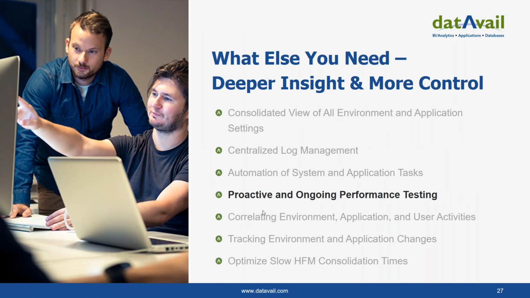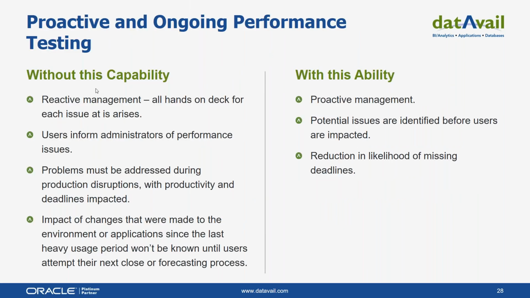The other thing you need is proactive and ongoing performance testing. So without continuous testing, you basically have reactive management. So you wait for something to happen, and then it's all hands on deck. Back to the slide there with everybody, all the different groups working together. They have to all get involved and start to understand what happened. The users end up informing the administrators of performance issues. Problems have to be addressed during production time.